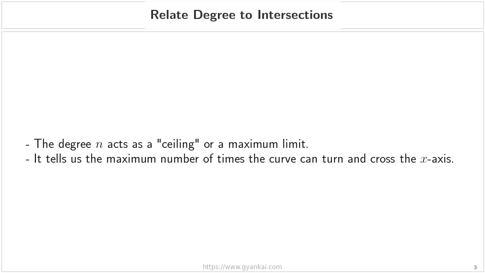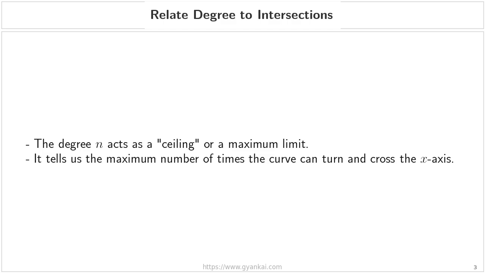Relate degree to intersections. Now that we have identified the degree of our polynomial, let's look at what that number actually represents in terms of the graph's behavior. Think of the degree, n, as a ceiling or a maximum limit. Just like a ceiling prevents you from going any higher, the degree prevents the number of x-axis intersections from going any higher. It essentially sets the boundary for the polynomial's complexity.